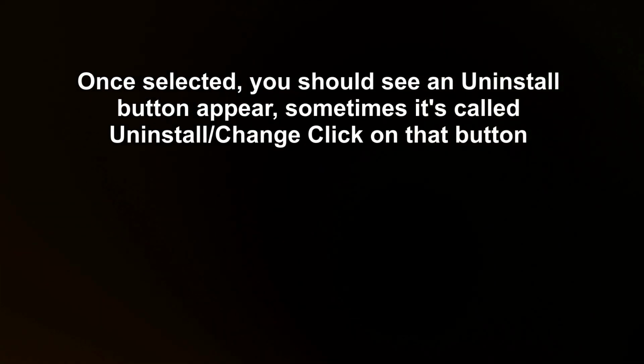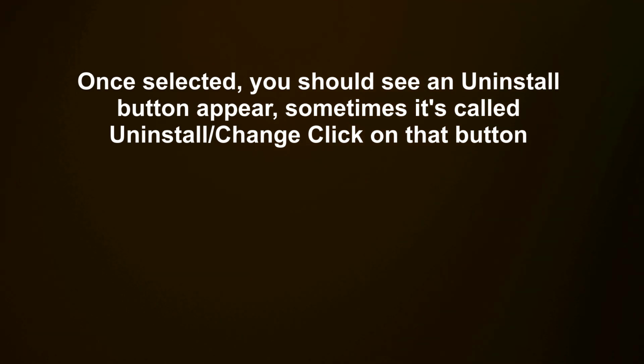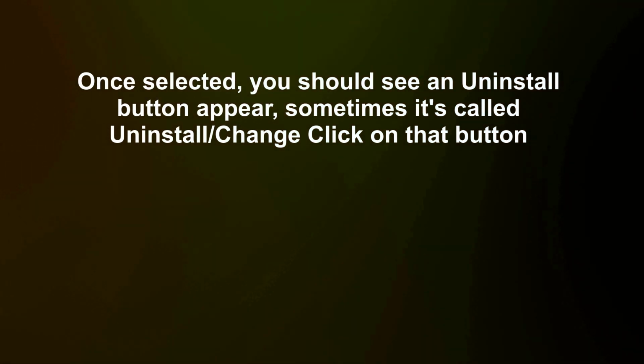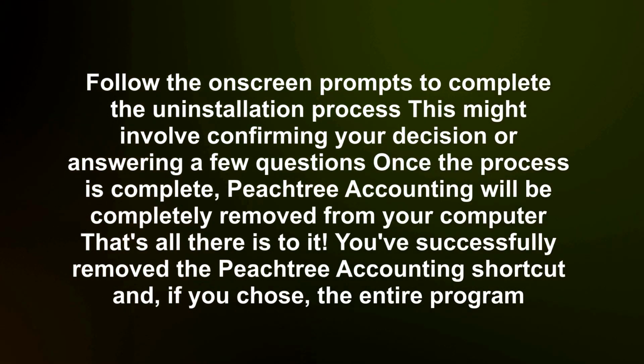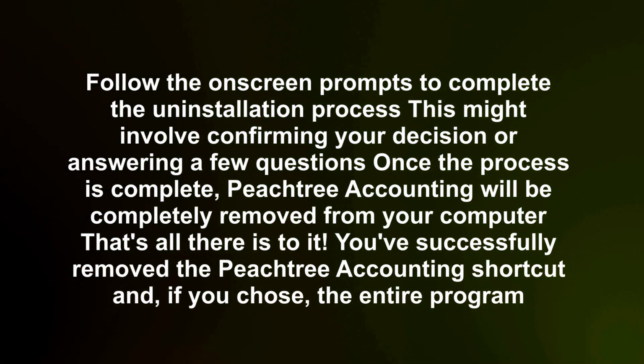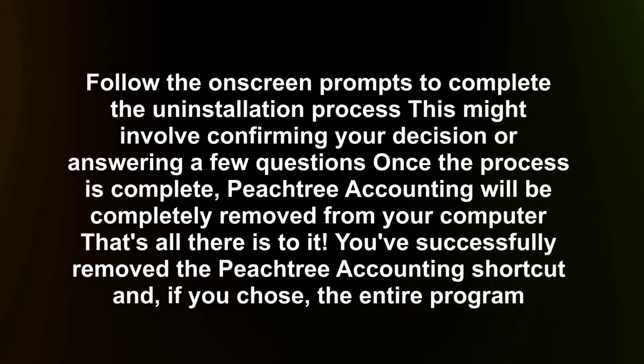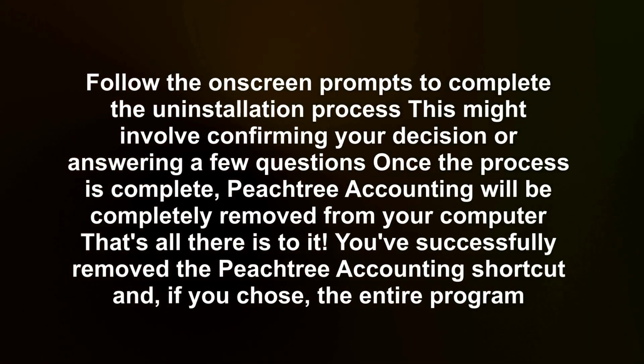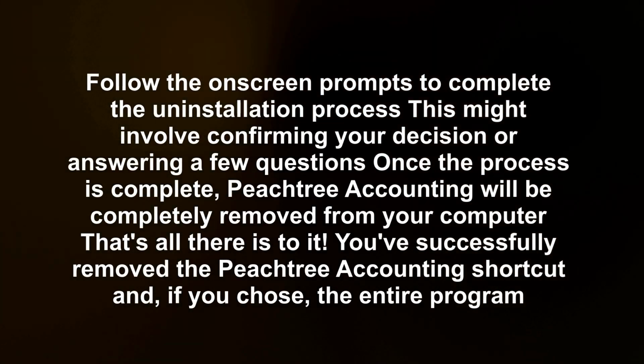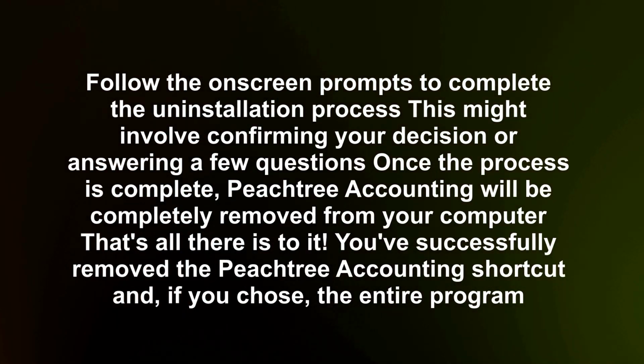Once selected, you should see an Uninstall button appear. Sometimes it's called Uninstall Change. Click on that button. Follow the on-screen prompts to complete the uninstallation process. This might involve confirming your decision or answering a few questions. Once the process is complete, Peachtree Accounting will be completely removed from your computer.